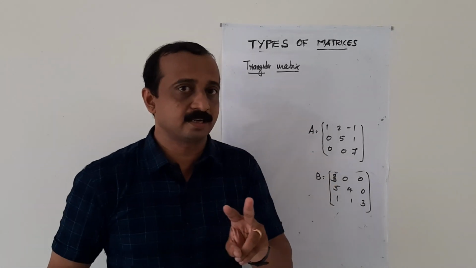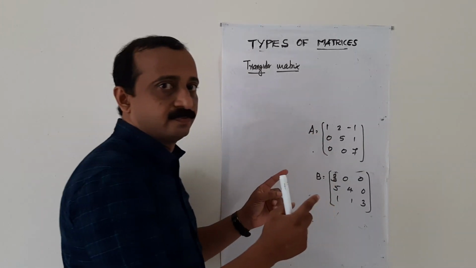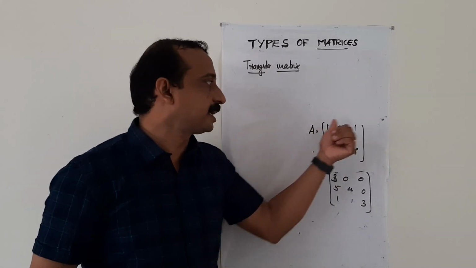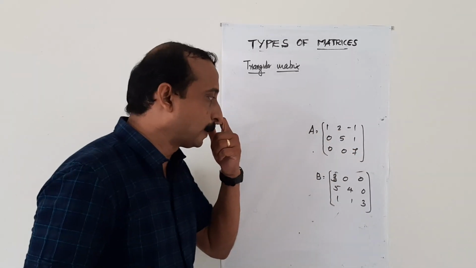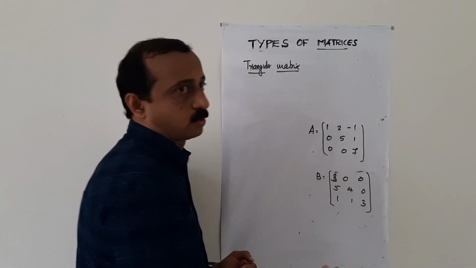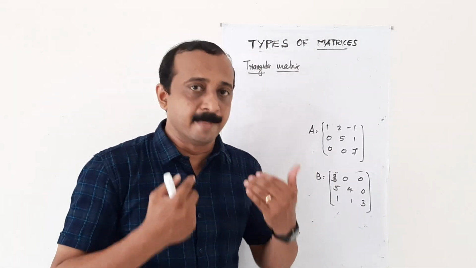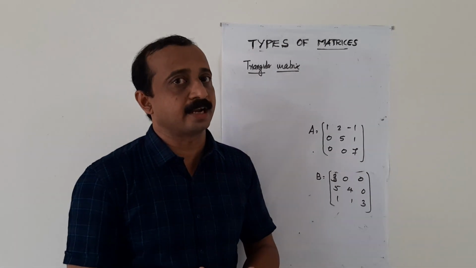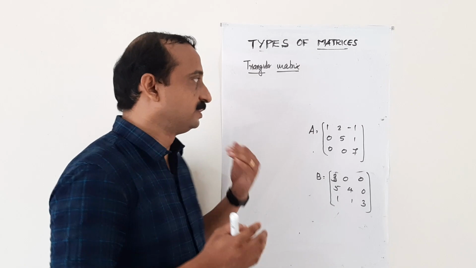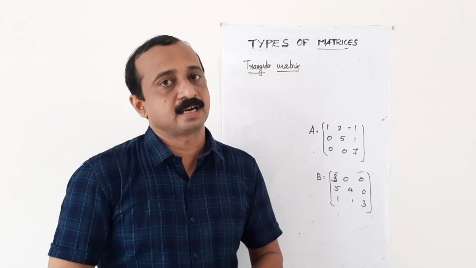There are two types of triangular matrices: upper triangular and lower triangular. What is upper triangular? A square matrix in which all the elements below the principal diagonal are zeros. That type of matrix is called upper triangular. And what is lower triangular? A square matrix in which all the elements above the principal diagonal are zeros. That type of matrix is called lower triangular matrix. A matrix which is either upper triangular or lower triangular is called a triangular matrix.